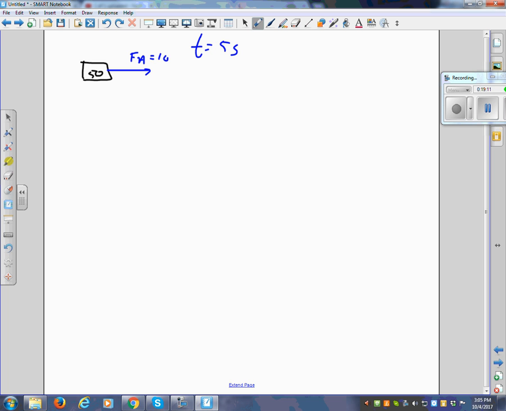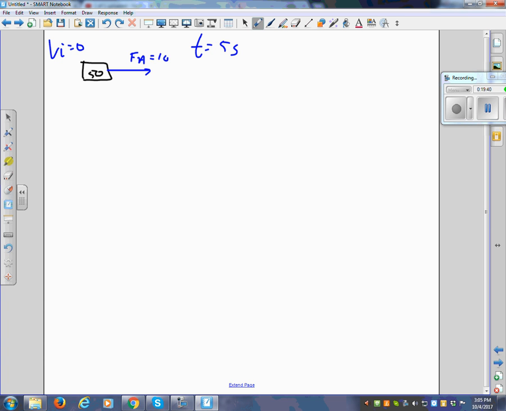So how fast is it going after 5 seconds? They're asking for the VF. VF equals VI plus AT. The VI is 0, sitting at rest. Do I know the A? I don't know the A. Can I find the A? How can I find the A?